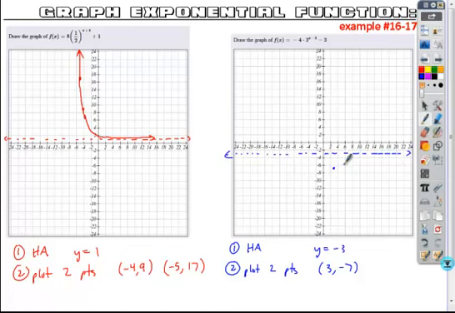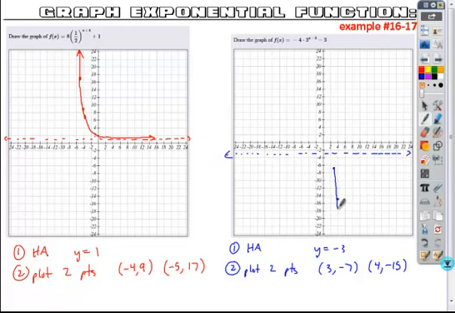Okay, and then I'm going to choose 1 point to the right or 1 to the left, depending on what my base looks like. My base is greater than 1, so I'm going to move 1 to the right. 1 to the right of 3 is 4. And so when I plug this in, 4 minus 3 is 1. 3 to the first is 3, times the -4 is -12, minus 3 is -15. So 4 and then -15 is my solution.